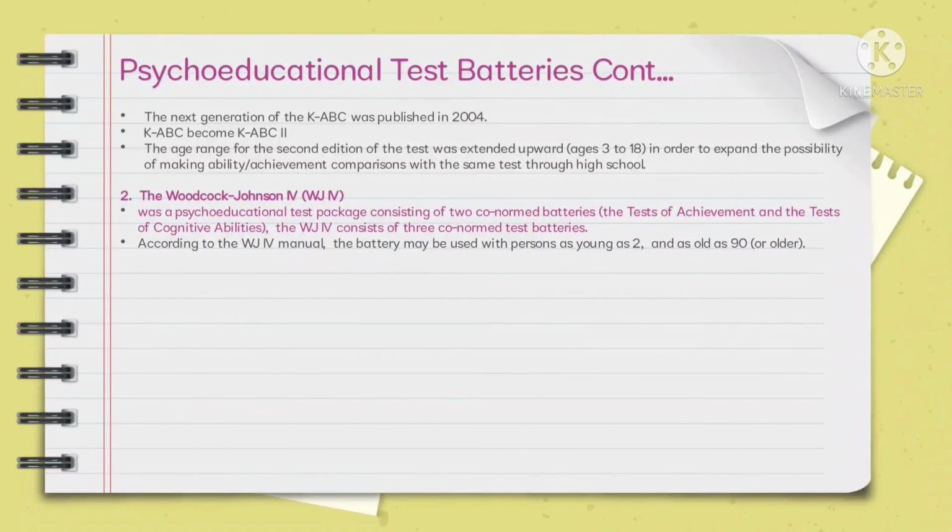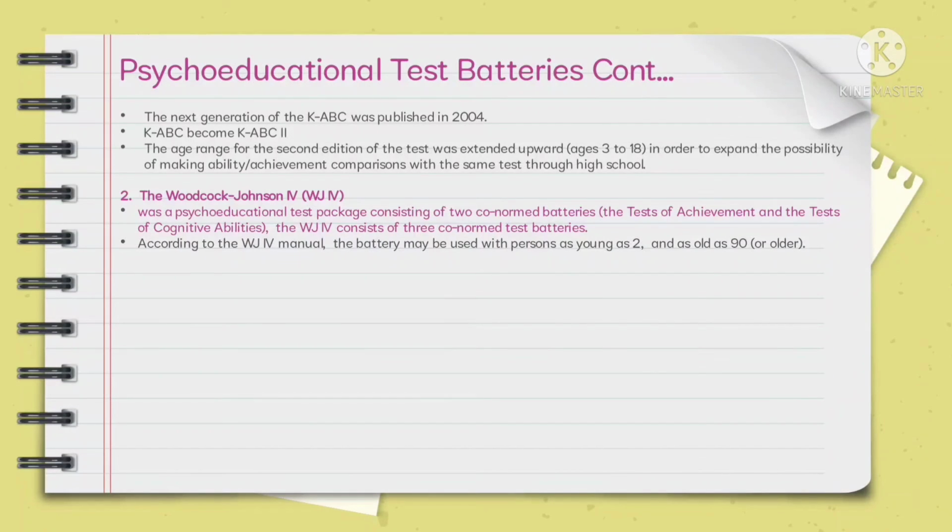Lastly, the Woodcock-Johnson 4, or the WJ4, is a psychoeducational test package consisting of 3 core batteries, the tests of achievement and the tests of cognitive abilities. Joining the achievement and cognitive ability tests is a battery designed to measure oral language abilities. Included in the latter battery are tests targeting, for example, listening comprehension and speed of lexical access.